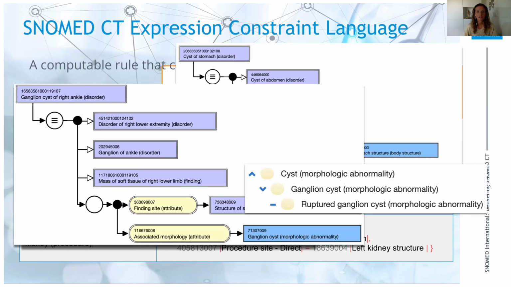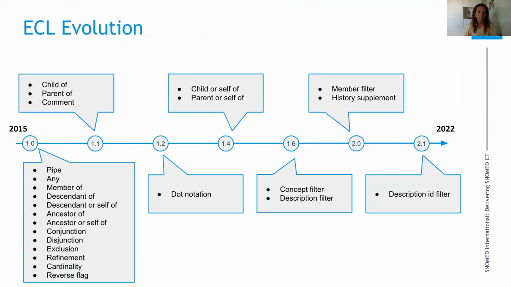So that was just a bit of background about the expression constraint language, but let's now talk about the evolution of the language, because updates are made when implementation and user requirements are identified. So we are always seeking to make the expression constraint language as useful to implementers. The expression constraint language has been used in projects and programs around the world for a number of years, and you'll hear more about that in the subsequent presentations.